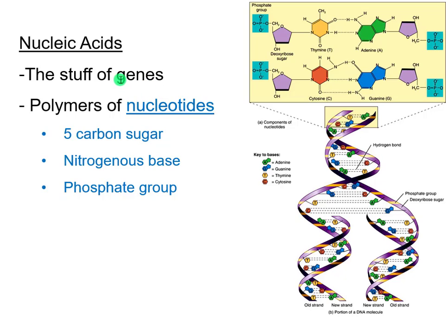Now, nucleic acids themselves are polymers of nucleotides. Right? So there's that word again, polymer. Polysaccharides are polymers of monosaccharides. So polysaccharides might include cellulose and glycogen and starch. Proteins are polymers of amino acids. Well, nucleic acids are polymers of nucleotides. So what we want to do then is talk about nucleotides and look at the building blocks.